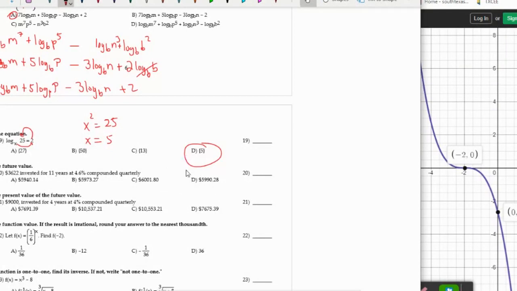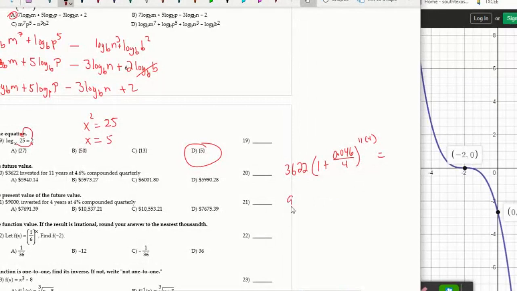Here's another 2 questions. So right here, I'm just going to set up the equations. So we got 3622. Then we're going to go 1 plus the percentage, so 0.046 over quarterly, which means 4, and then for 11 years, times 4. Put that in the calculator.